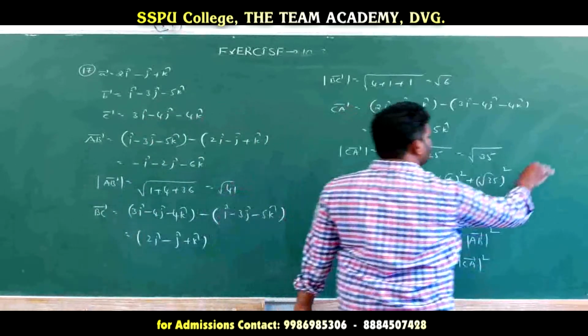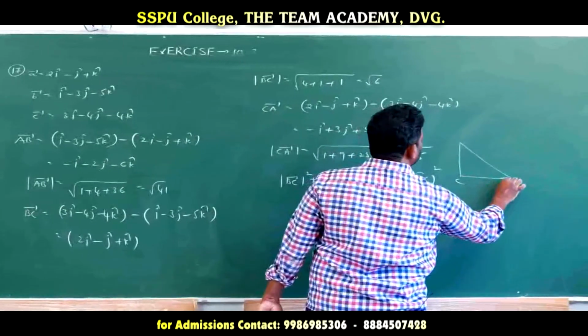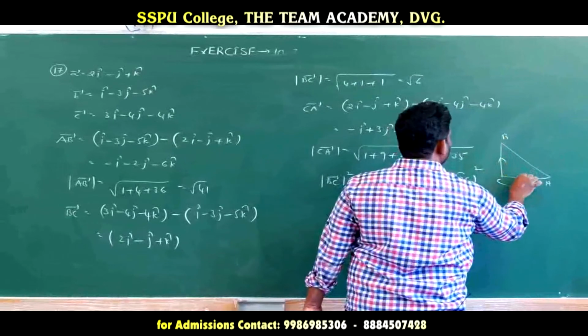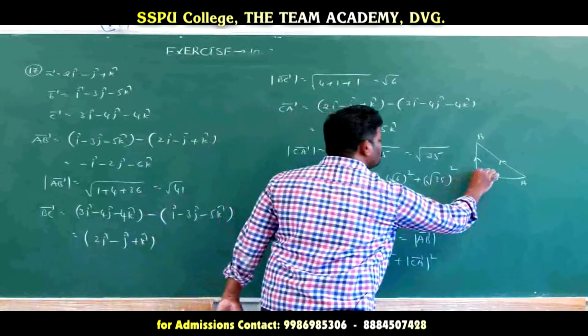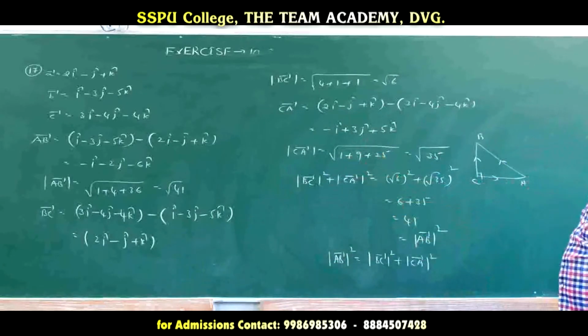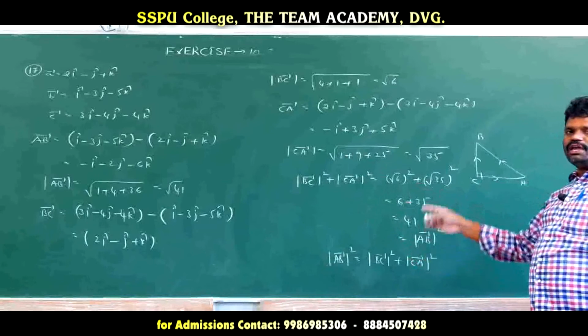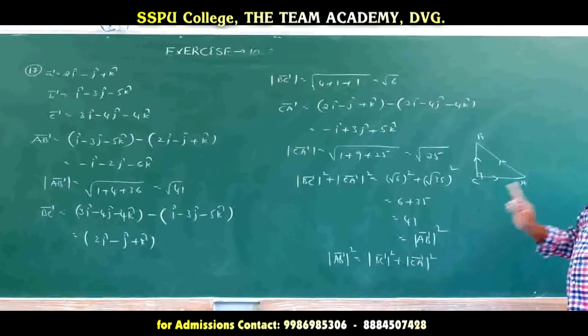Where is the 90 degrees formed? At point C. So this is a right-angle triangle. If you consider C here, A here, B here, and take the direction AB, BC and CA, the 90 degrees is at point C. Therefore, the given vertices form a right-angle triangle.